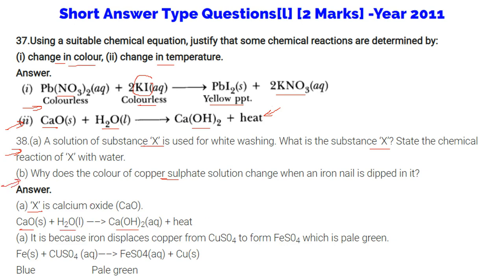Second answer is, see, iron is displacing copper in this case. The solution, though in blue color, becomes pale in color when the reaction is done. Why? Because iron is displacing the copper from copper sulfate to form FeSO4, which is actually pale green in color.